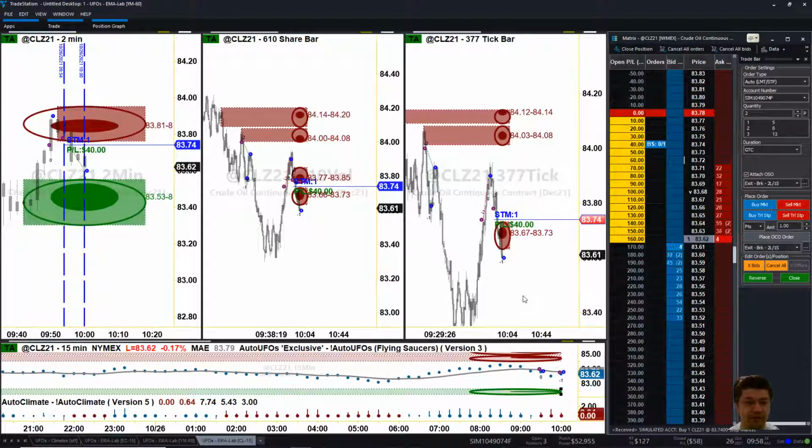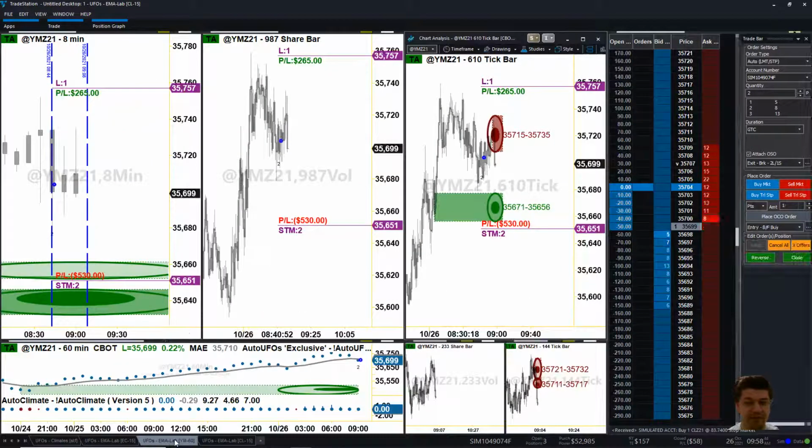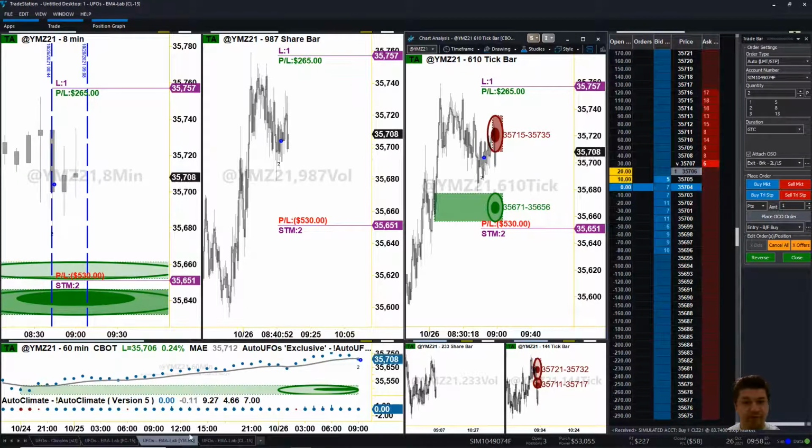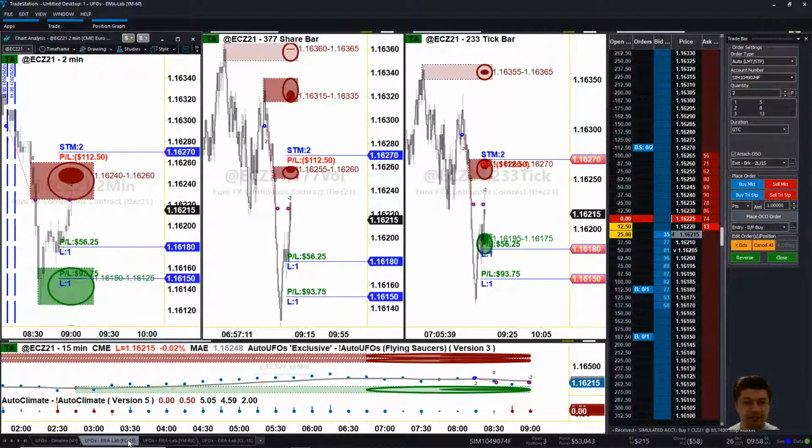Crude's heading on down the way we expected it to. But the Dow took a nasty turn. My God, that's not fun. I mean, we do have the 10 a.m. reversal. A new UFO has formed here on the Dow. This is just not looking good. It's looking ugly. Okay, that's the EC filled.